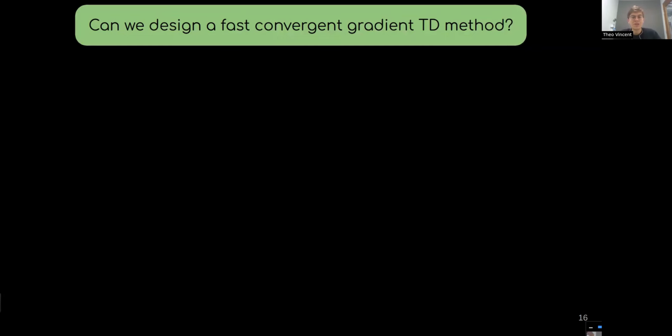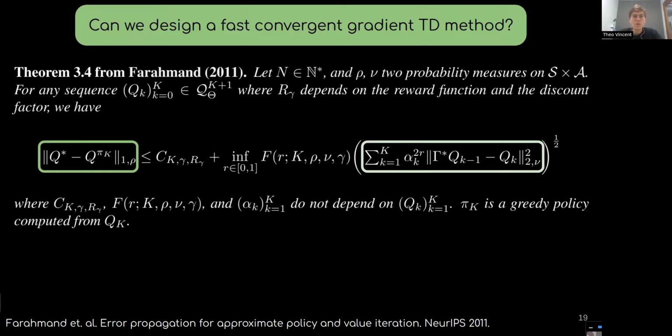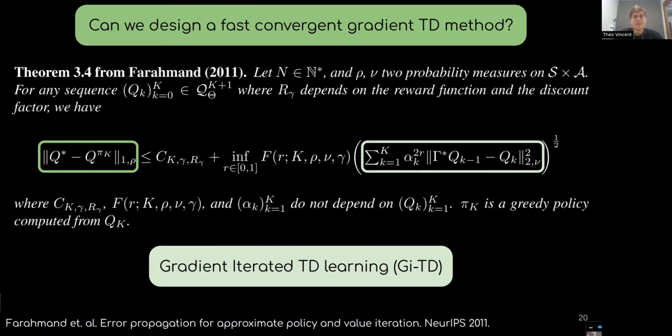For that, we take inspiration from a theorem that was published in 2011 by Amir-massoud Farahmand, in which we bound the distance between the optimal Q function and the Q function we have after k steps. This bound is actually quite complex, but one thing to notice is that it depends on the sum of Bellman errors that has been seen during training. So we use this term as an objective function for a new algorithm that we call gradient iterated TD learning.